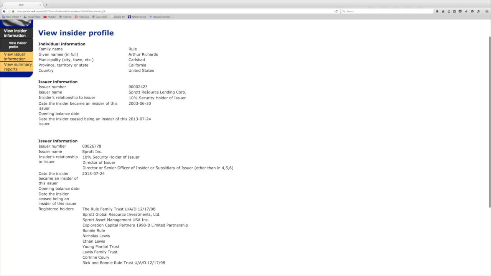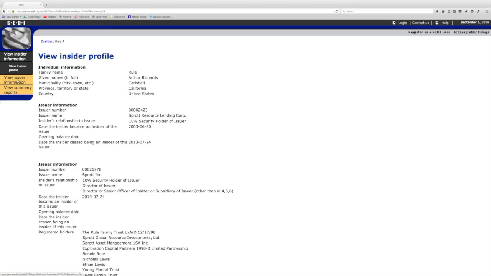He's a part owner of Sprott Resource Lending Corp. Now, here's the important bit. Date the insider became an insider of this issuer, 2003, whatever. Date the insider ceased being an insider of this issuer, 2013. Now, this is important, because this just means that his holding in Sprott is now less than 10%. That doesn't mean that he sold everything. It doesn't mean that he sold anything. Maybe he was diluted out of his position. Maybe he did sell everything, okay?